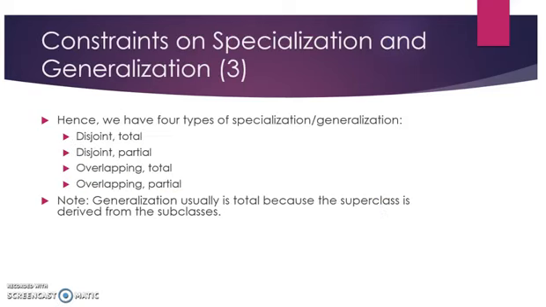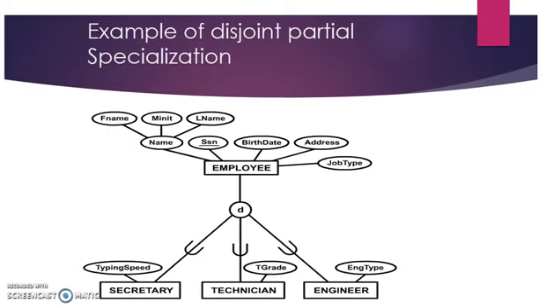Hence, we have 4 types of specialization or generalization: disjoint total, disjoint partial, overlapping total and overlapping partial. Generalization is usually total because the superclass is derived from the subclasses. This is an example of disjoint partial specialization.